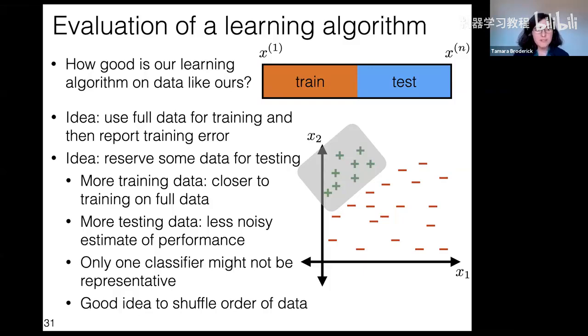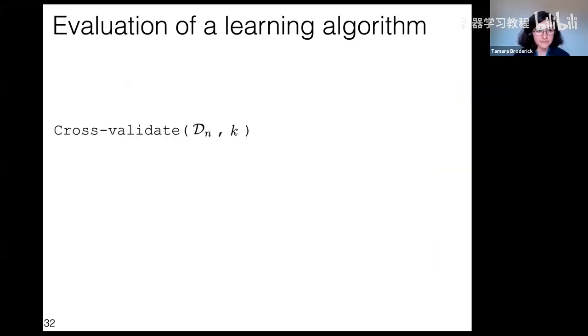Okay, so that all being said, we've seen there are some potential downsides to this, namely that we could get a noisy estimate of performance if we have too little testing data, and only one classifier might not be representative. There's an algorithm that helps us with this, and it's in, I believe, chapter 1 of your notes, certainly one of the first 2 chapters, and that's cross-validation. Let's go briefly through cross-validation.